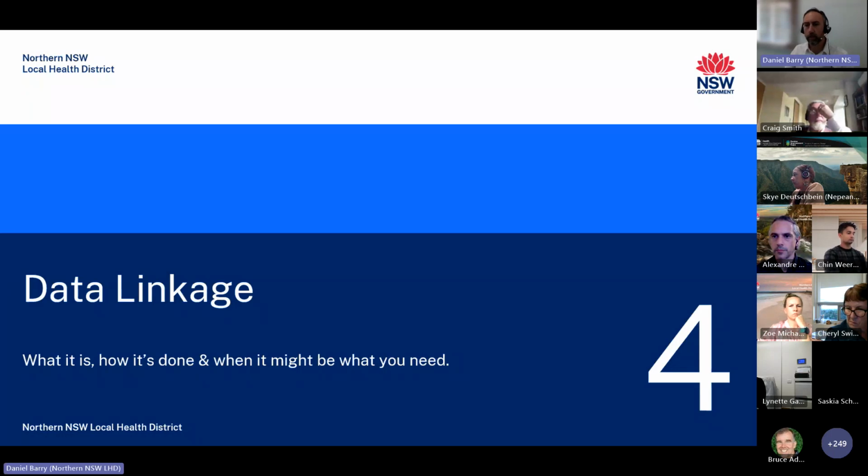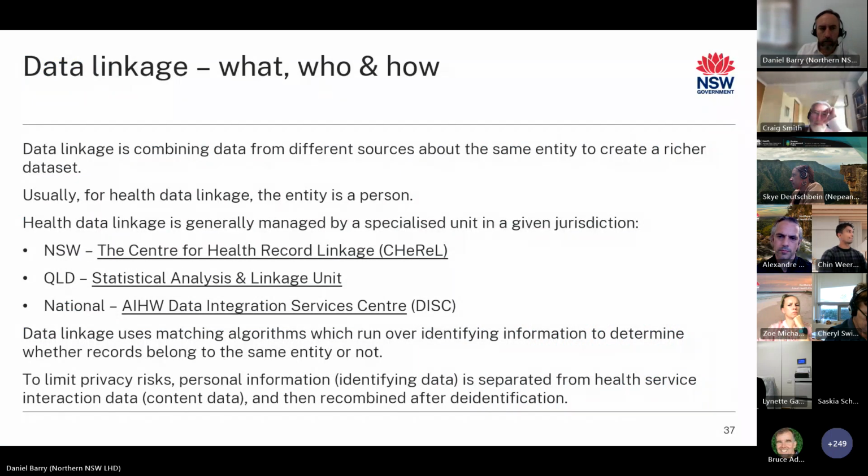Okay, so the last part of the presentation is on data linkage, and then we'll summarize and recap. And this is fairly short. We haven't gone into much depth here. So what is data linkage? Who does it, and how is it done?